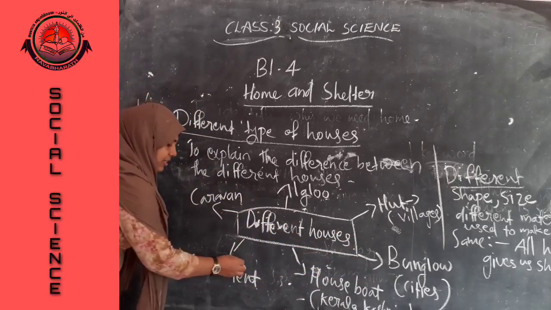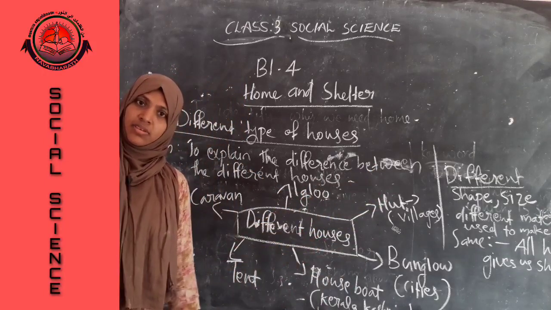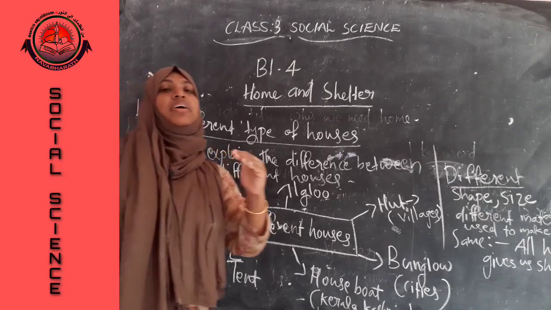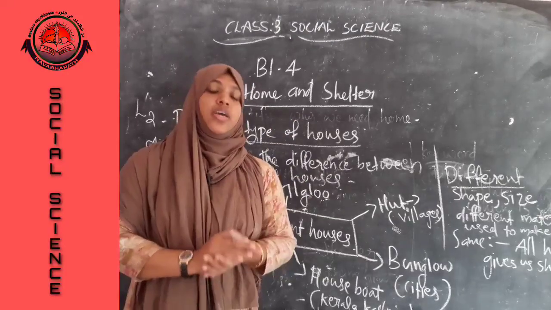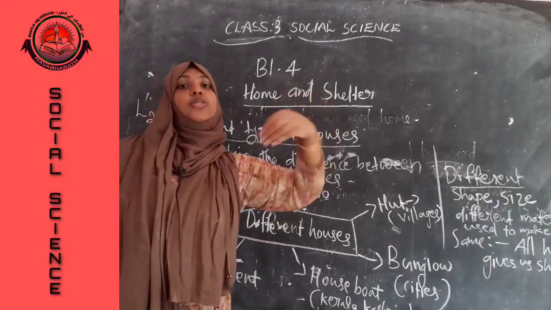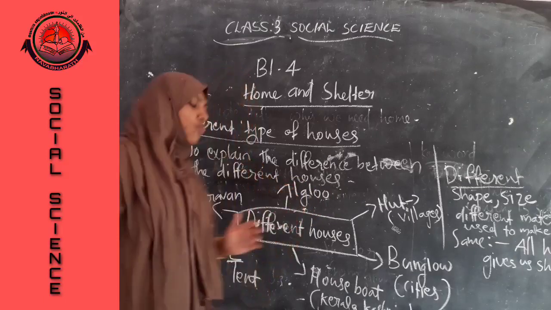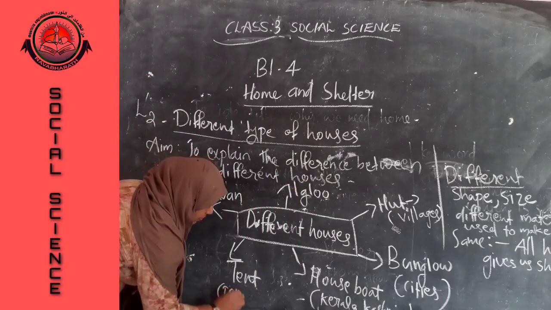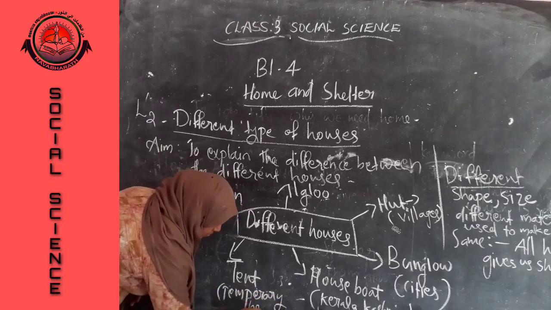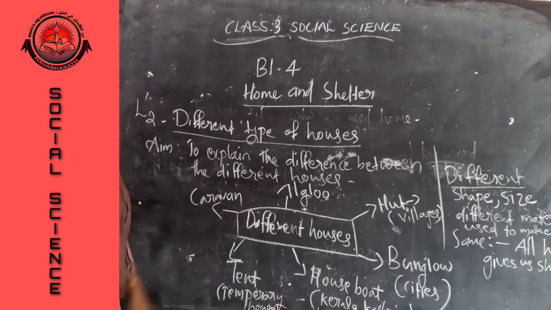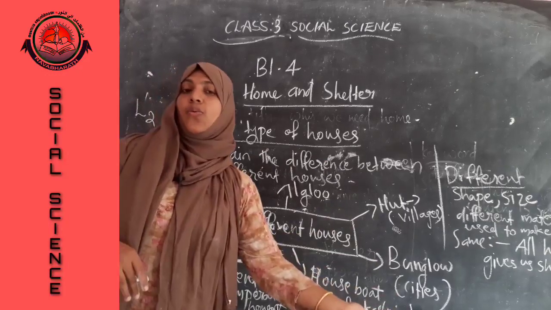Then tent. What is a tent? What is the difference between a tent and other houses? Yes, a tent is a temporary house. It is mainly made up of cloth. We can take it to another place, so it is a movable house. A tent is a movable or temporary house. We can move it from one place to another.